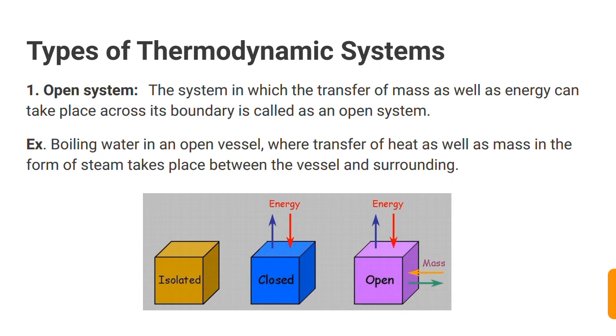As an example, you can see boiling water in an open vessel, where transfer of heat as well as mass in the form of steam takes place between the vessel and surrounding. So here there is mass transfer and energy transfer in the form of heat.